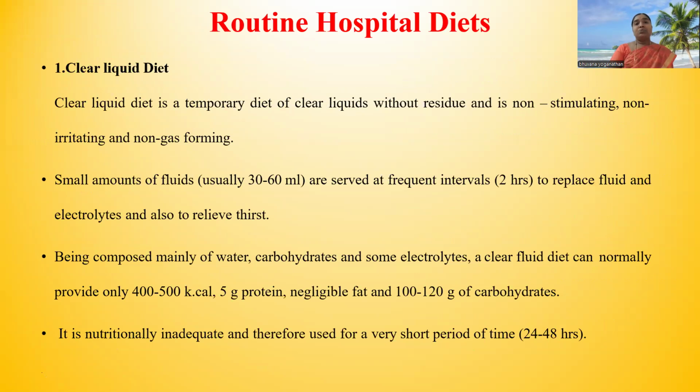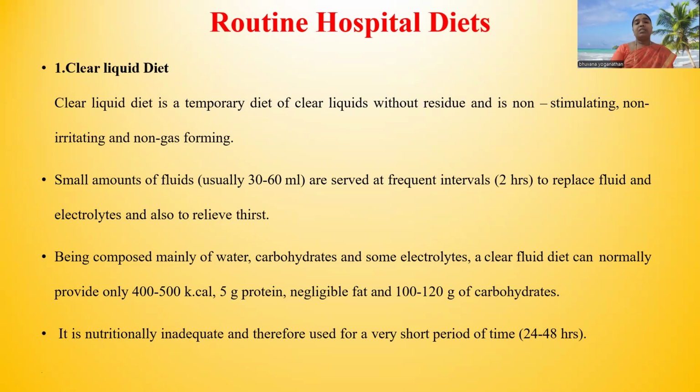Second thing, we are going to see the routine hospital diet. In the routine hospital diet, we have clear fluid, full fluid, soft diet, or normal diet. First, we are going to see the clear fluid diet. Clear fluid diet is a temporary diet of clear liquid without residue, with non-irritating, non-stimulating, and non-gas forming substances. Small amounts of fluid, usually 30 to 60 ml, are served at frequent intervals of 2 hours to replace fluid and electrolyte and to relieve thirst.